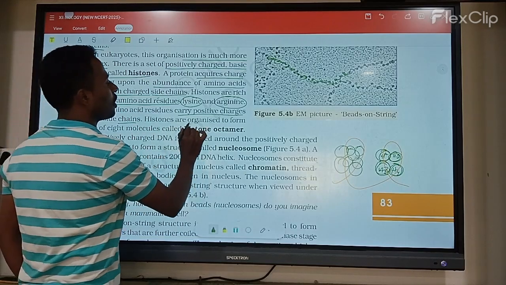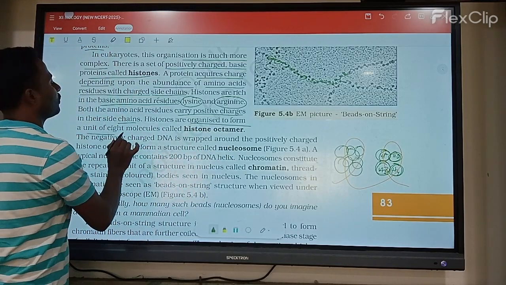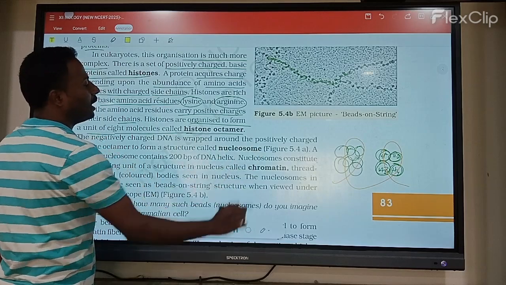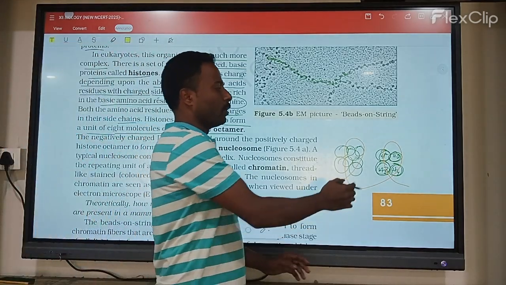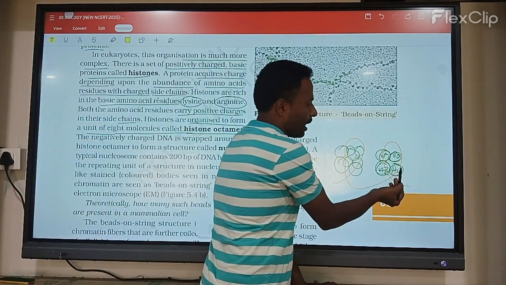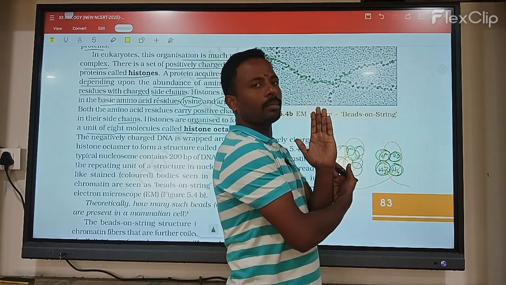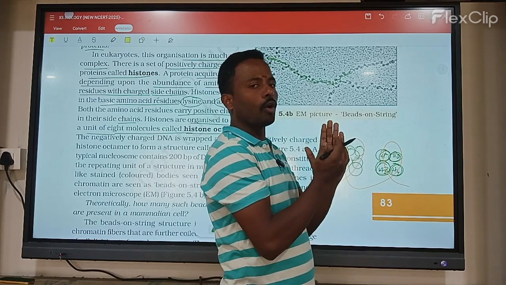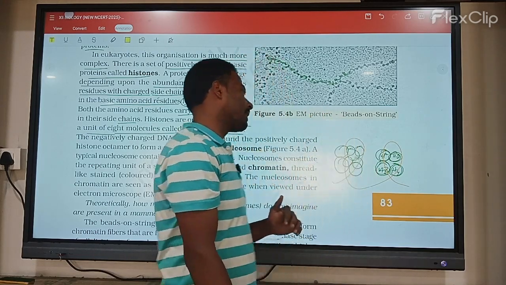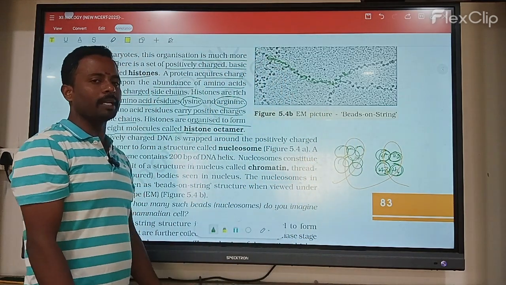Here the histones are organized to form a unit of 8 molecules called a histone octamer. When you look at the front side, I have drawn only 4. So the front side has 4 and the back side has 4. There are 4 plus 4, how many in total? 8. So that is called a histone octamer. Octo means how many?